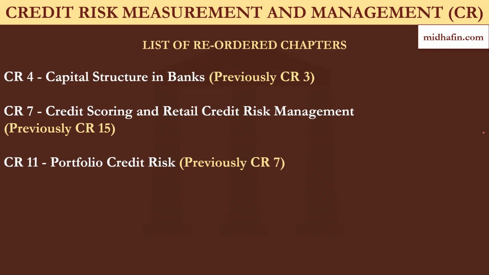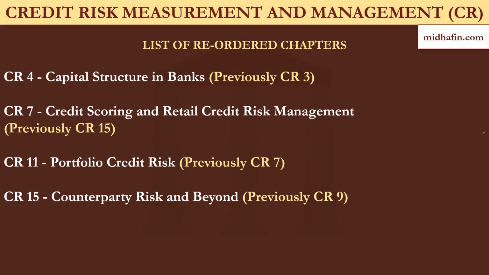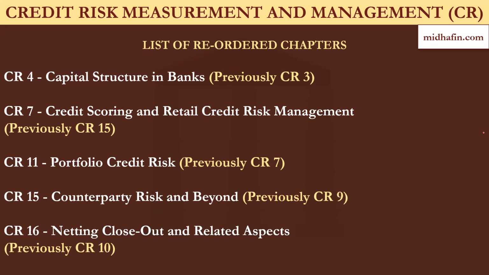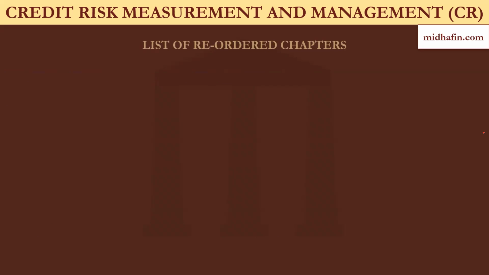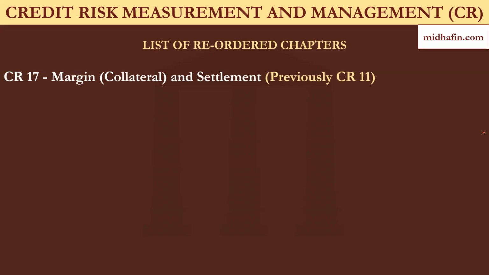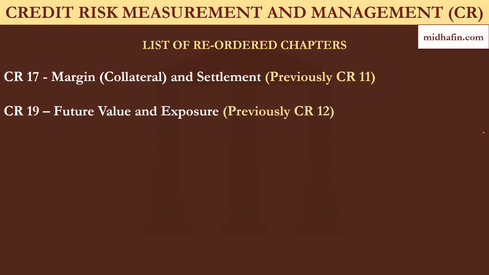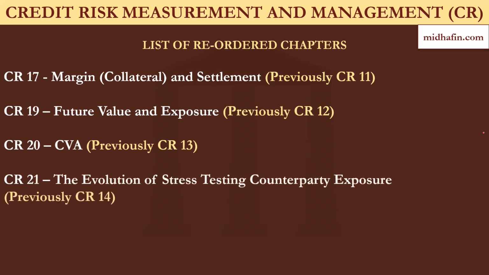Then we have CR11, portfolio credit risk, which was earlier CR7. So it has been shifted 4 chapters ahead. Then you have counterparty risk and beyond, which was earlier CR9. Now it has been shifted to CR15. Then netting, closeout, and related aspects has been shifted to CR16. Margin and settlement, CR17, future value and exposure. So all these chapters have been moved ahead, as I mentioned, in the later half of the credit risk module. Then CVA, also one of the very important chapters.